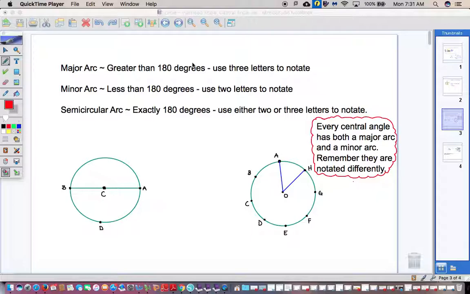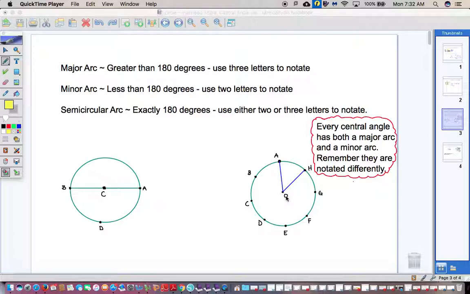Okay, so a major arc is an arc that's greater than 180 degrees, and we use three letters to notate this arc. If we look at the figure below, because we have this central angle here of AOH, we can either go from A directly to H if we want to know this arc length, or we can go all the way around and get the arc length of the major arc. Every single central angle here has both a minor arc and a major arc, but we have to know which one we're looking for.